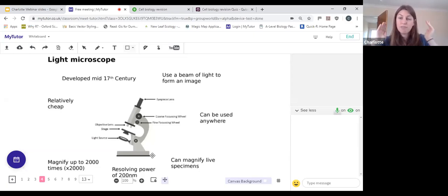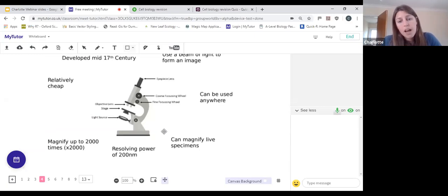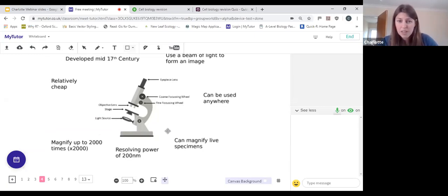They're really handy, they're relatively cheap. You've probably got them in the labs at school. You can use them almost anywhere, and you can magnify almost anything. There's no restrictions on that. They magnify up to 2,000 times, so you can see an image up to 2,000 times closer, and they have a resolving power of 200 nanometers. And resolving is the detail. So magnifying is how much closer you can seem to be. Resolving is how much detail you can see. And that's what they generally look like.